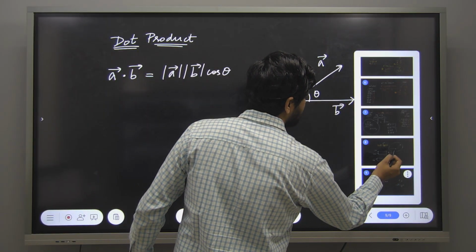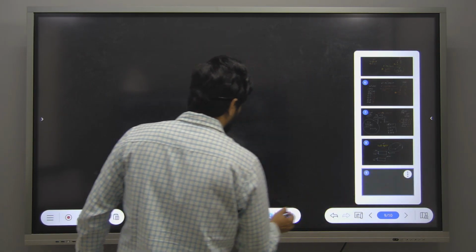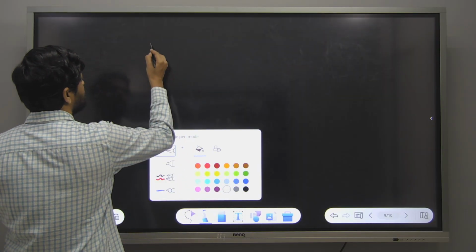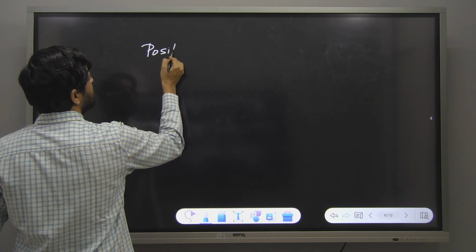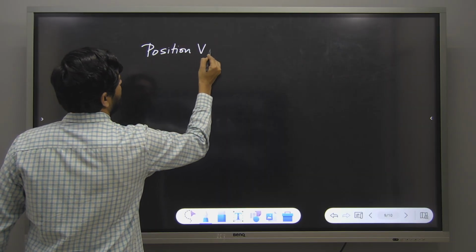Before going ahead, let us try to understand what are position vectors. Can anyone tell me what is a position vector? Anyone?